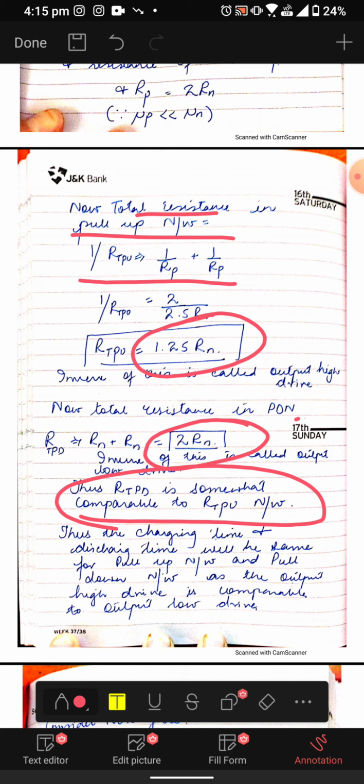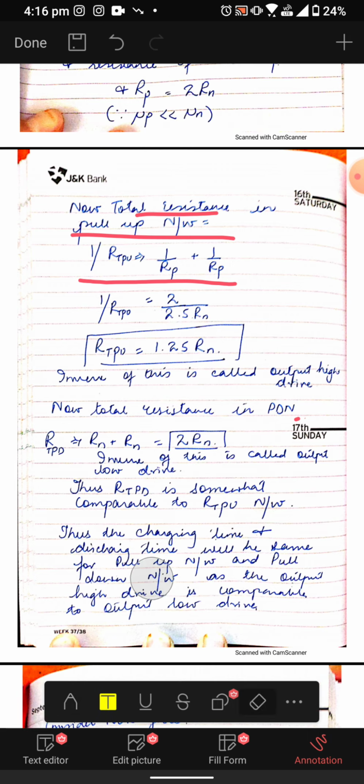What does this ensure? It ensures that the charging time and the discharging time for this configuration will be the same. The output high drive and the output low drive are comparable. They are not the same, but they are somewhat similar. So because of this, the charging time and discharging time will be comparable to each other. It will be almost equal, not completely equal, but somewhat equal. This was for the NAND gate.